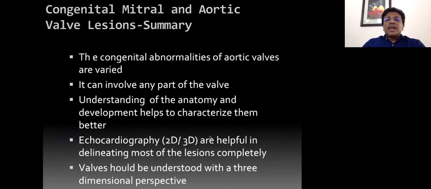So to summarize, the congenital abnormality of the aortic valve can be varied. It can involve any part of the aortic valve, and we need a good understanding of the anatomy and the development to characterize this lesion. Assessment and early detection of aortic valve disease is important in babies and children so that we can give them appropriate treatment. Thank you.